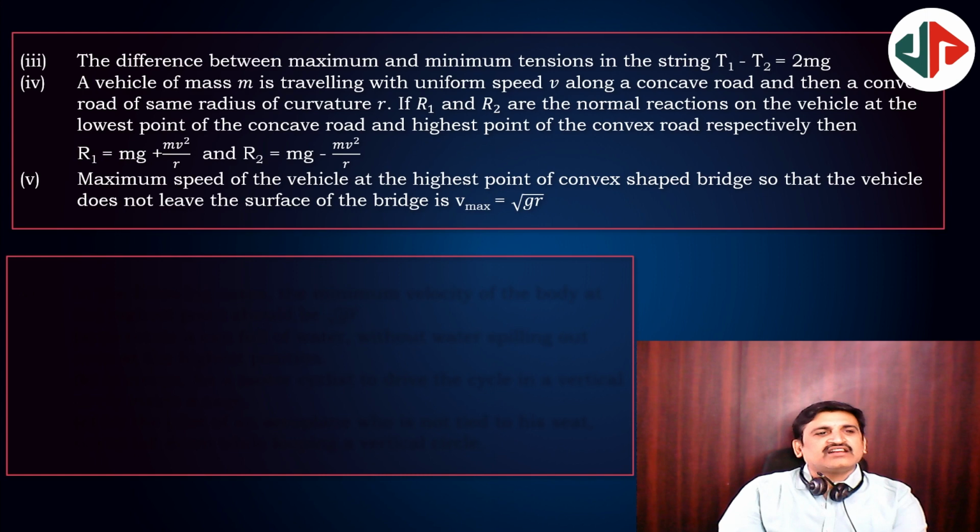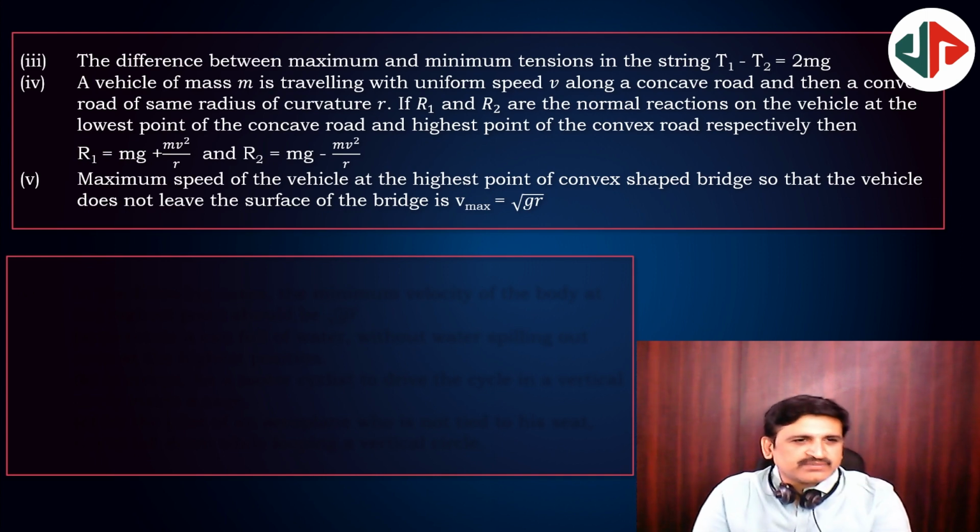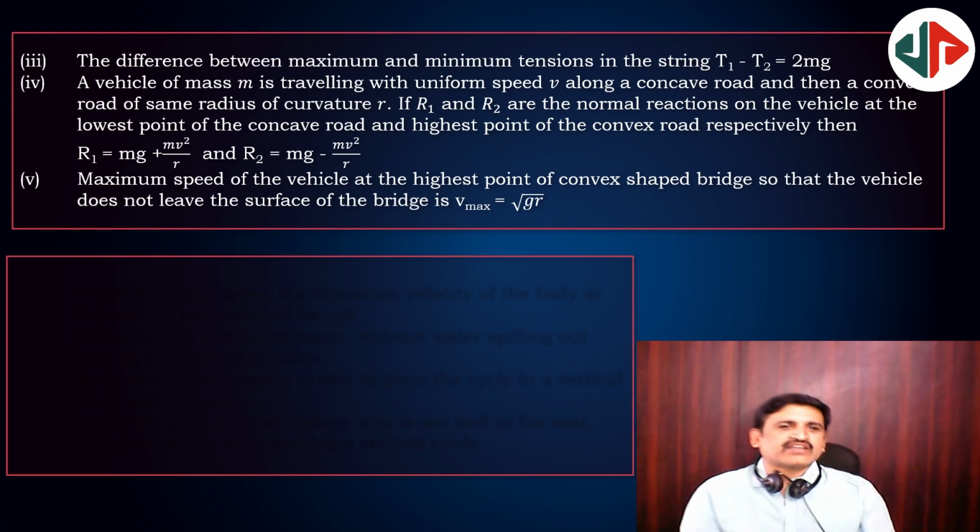A vehicle of mass m is traveling with uniform speed v along a concave road, and then a convex road of same radius of curvature r. Then R1 and R2 are the normal reaction forces, okay, at the lowest point of the concave road and the highest point of the convex road respectively. Then R1 is equal to mg plus mv square by r, and R2 is equal to mg minus mv square by r.